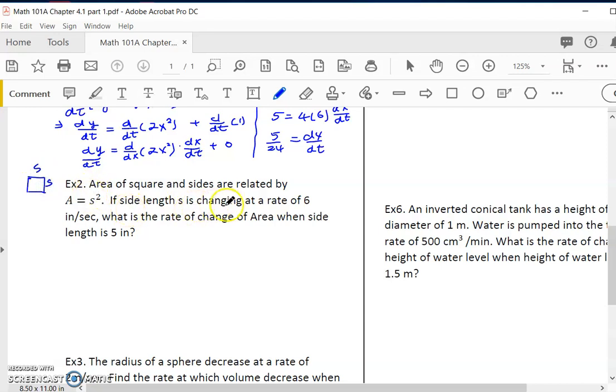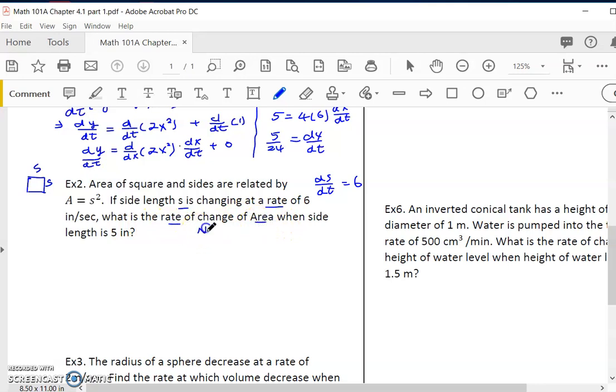If the side length s is changing at a rate of 6, notice they didn't tell you which variable they're talking about. They say the side length is changing at a rate, which means ds/dt is 6 per second. You know it's time because it's per second. What is the rate of change of area?